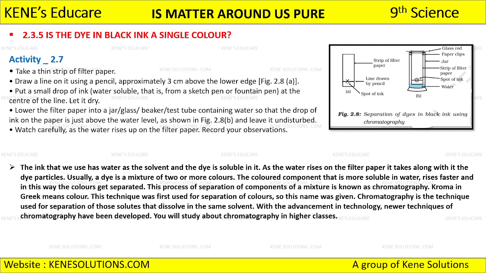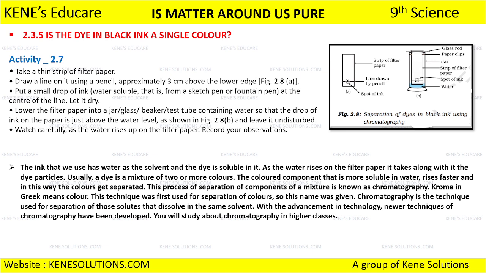If you can see the paper which has been shown over there, what you need to do is take a filter paper, draw a line using a pencil, and that should be 3 centimeter above the lower edge. Then after that, put a small drop of water soluble ink, you can take a sketch pen or a fountain pen, at the center of the line. Can you see the spot of ink and the line drawn by the pencil?